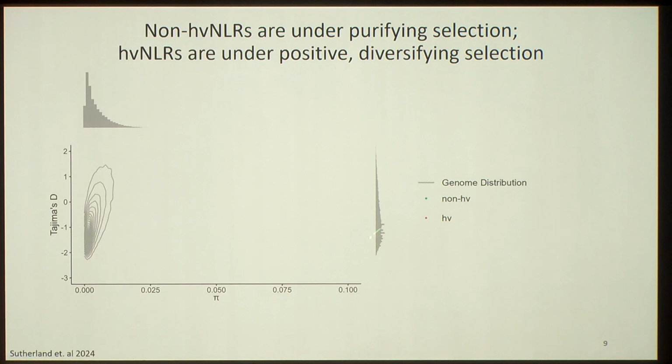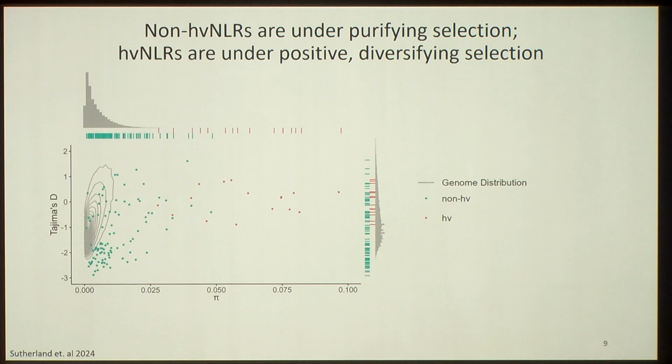As described previously, Tajima's D runs a little low in Arabidopsis due to some historic bottlenecks. Mostly, genes have very low nucleotide diversity with a bit of a tail. If we overlay our NLRs, we observe primarily high nucleotide diversity of highly variable NLRs. Highly variable NLRs are defined by amino acid diversity, so this was what we expected. And non-highly variable NLRs mostly look like the rest of the genome.